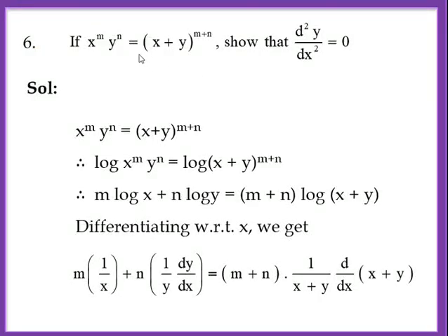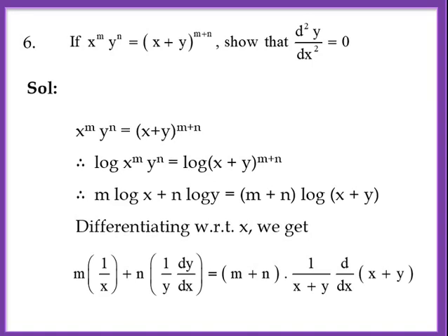Now, this is an important sum. In fact, we have done the first part of this. If x raised to m, y raised to n is (x plus y) raised to m plus n, then dy/dx is y upon x. But here we are asked to show that the second derivative is nothing but 0. Now, base is a variable, index is a constant. So actually there is no need to perform logarithmic differentiation. But in this case, if you perform logarithmic differentiation, you get the answer easily.